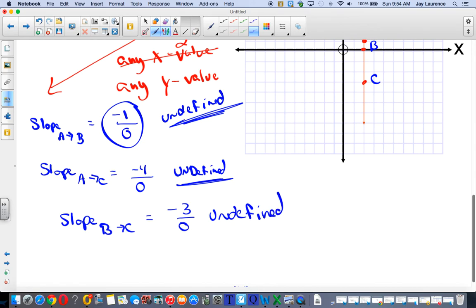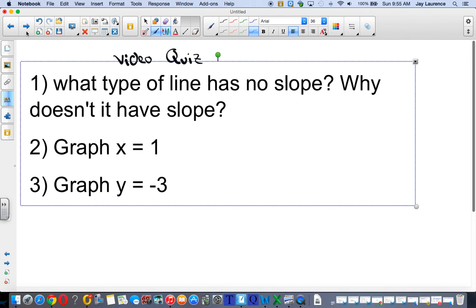Okay, so today we learned how to identify undefined slopes, and we learned the slopes of vertical lines and horizontal lines. All right, so here's your video quiz. What type of line has no slope? Why doesn't it have slope? And then number 2, you're going to graph the equation x equals 1 on graph paper, please. And number 3, graph y equals -3.